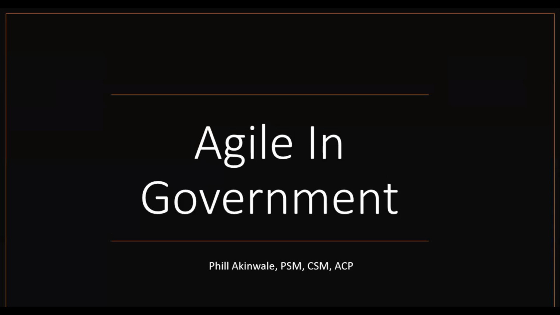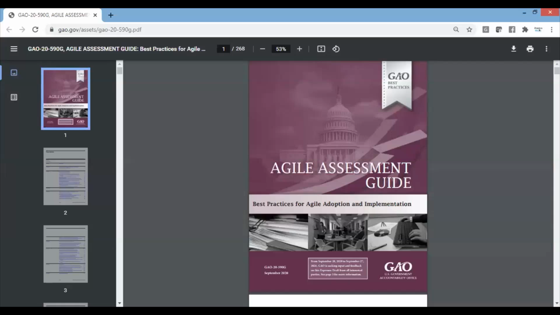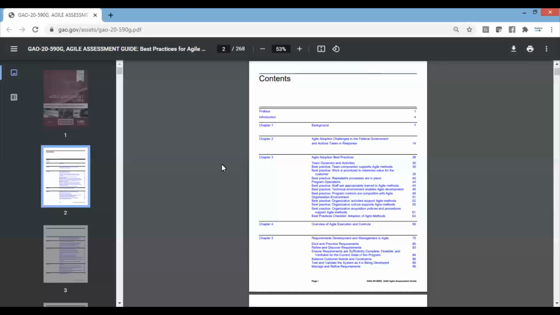That's right. We're going to be taking a look at the documentation you see on the screen here. It's called the Agile Assessment Guide, and it's available at the gao.gov website. I'm going to put a link below so that you can take a look at the document.